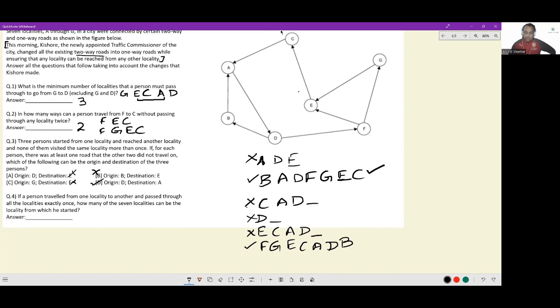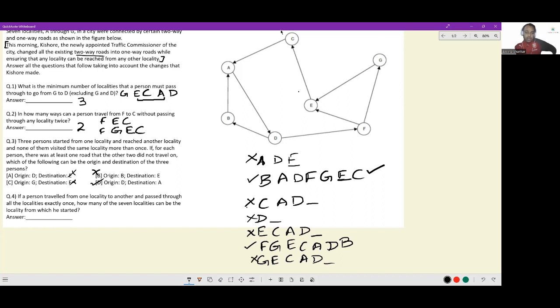The last case to check is origin city of G. If I start with origin city of G, next city has to be E, then it has to be C, then it has to be A, then it has to be D, and then we are stuck again. If I go to F, I can't go to B. If I go to B, I will have to visit A again. So G also cannot be the origin city.